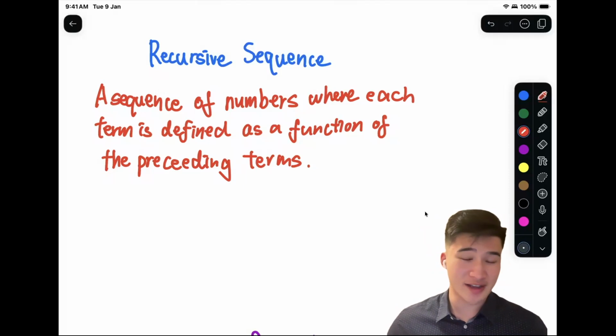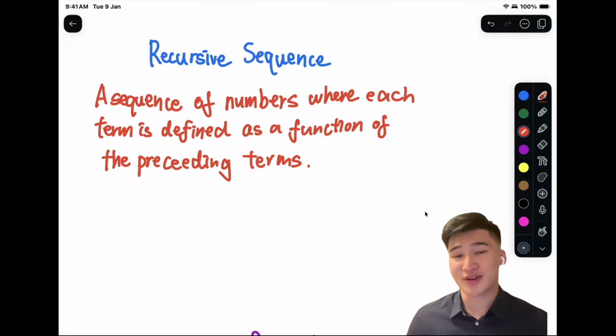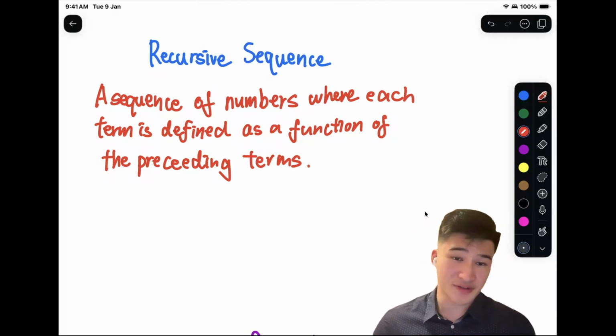So in the last lesson, we went through what sequences are. We did a quick recap, nothing too crazy, and I hope y'all enjoyed that one. So today we're going to talk about recursive sequences.